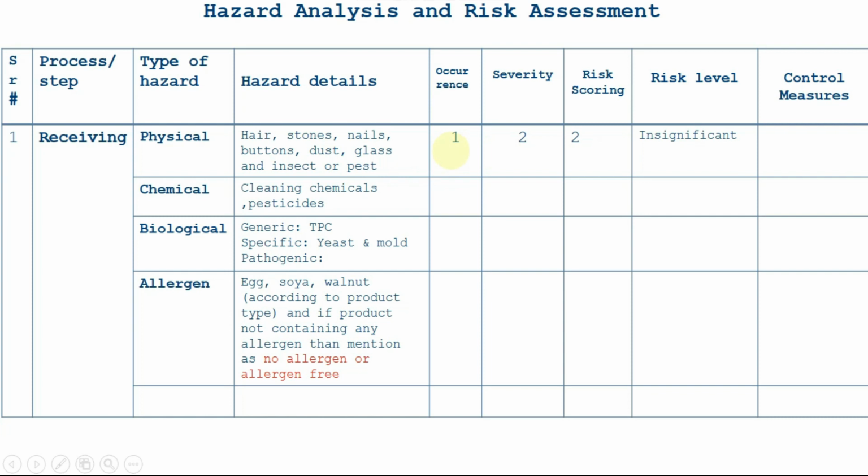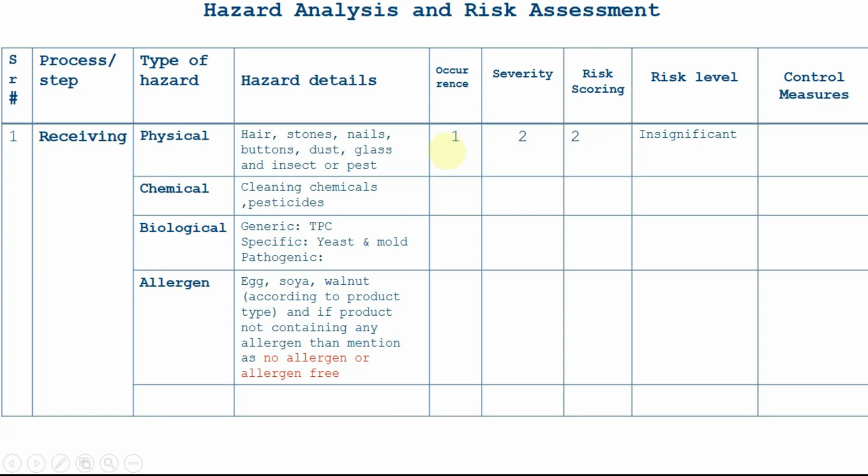Severity will remain the same. So I have mentioned can cause inconvenience. To calculate the total score, you need to multiply occurrence by severity, and you will find the total risk. So 2 multiplied by 1 is 2. Total risk is 2. So what is meant by risk 2?